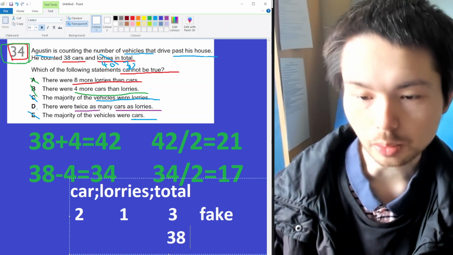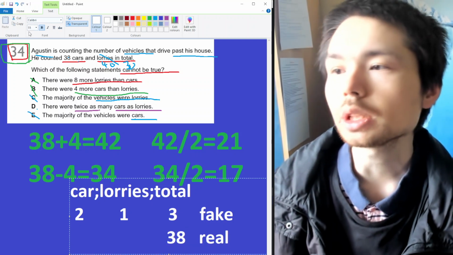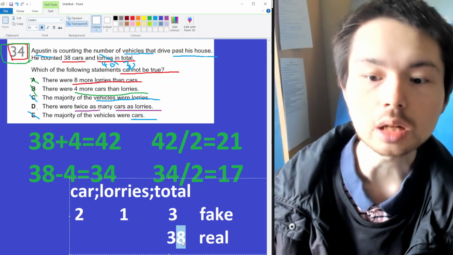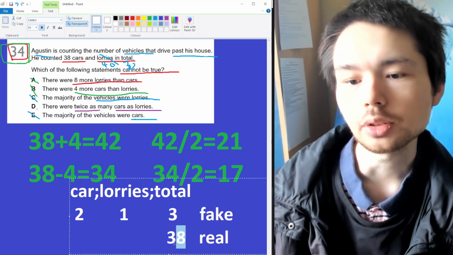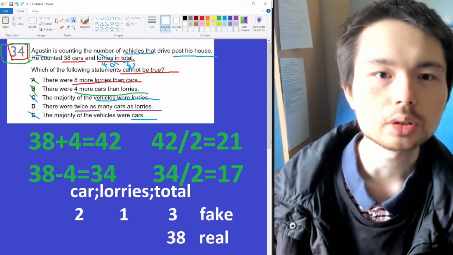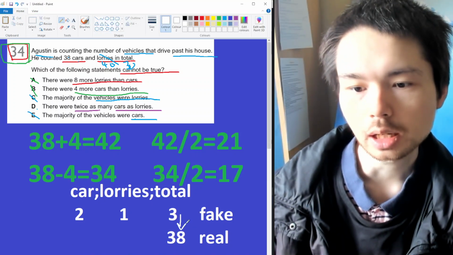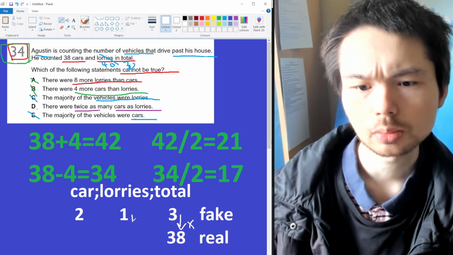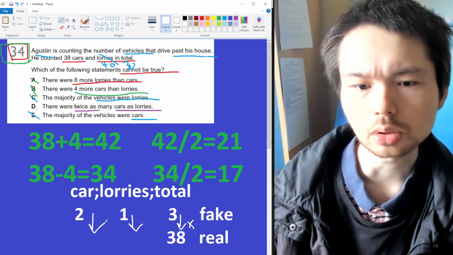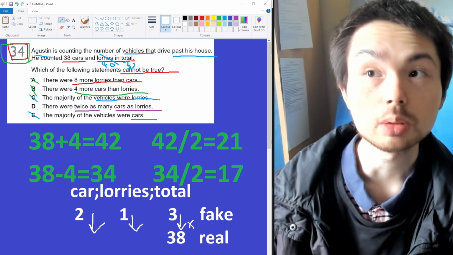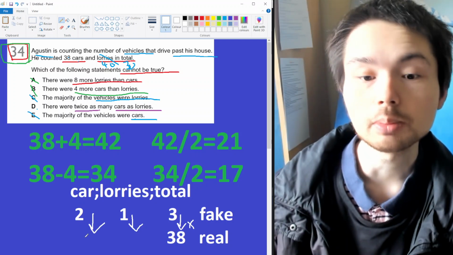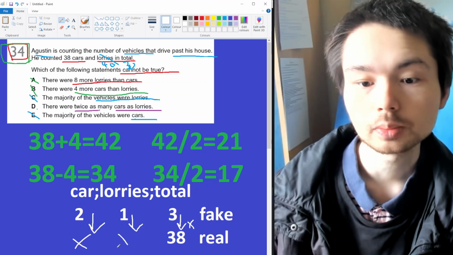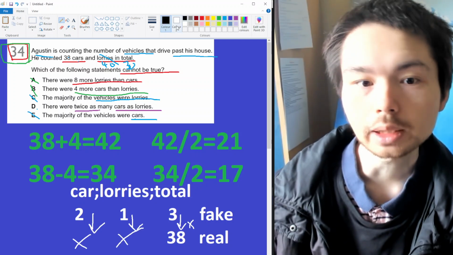Look at this situation. Is 38 in the 3 times table? No. That's why D is impossible. If that was 39, it would be, because 3 to 39 is times 13. So this is what I mean. That will be times by 12.6. You cannot have 12.6 lorries or 12.6 times 2, 25.2 cars. You cannot have decimal cars or lorries. That's why D is the answer.